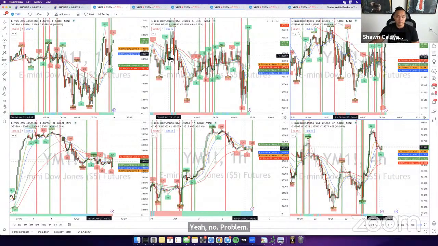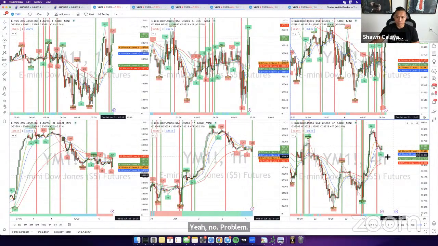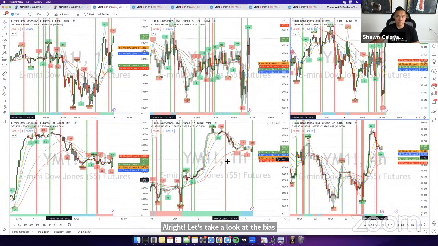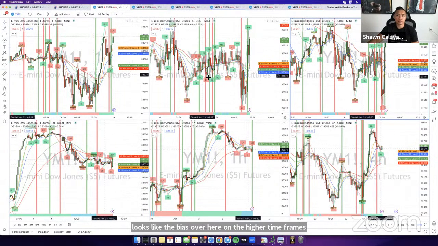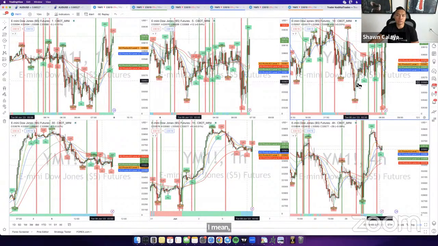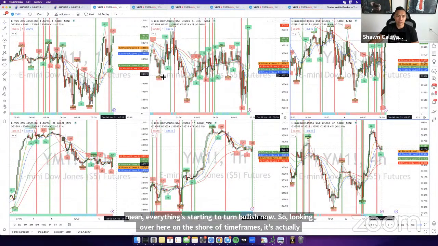All right, let's take a look at the bias again. So it looks like the bias over here on the higher time frames are looking to be bullish. I mean, everything's starting to turn bullish now. So looking over here on the shorter time frames, it's actually bullish. So we now have a short-term bias. It's not very strong, but it is bullish.